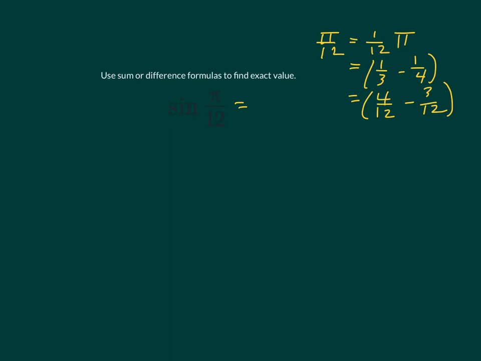But anyway, pi over 12 can be written as pi over 3, which is 1/3 pi, minus pi over 4, or 1/4 pi. So pi over 3 minus pi over 4 is how we're going to do this.